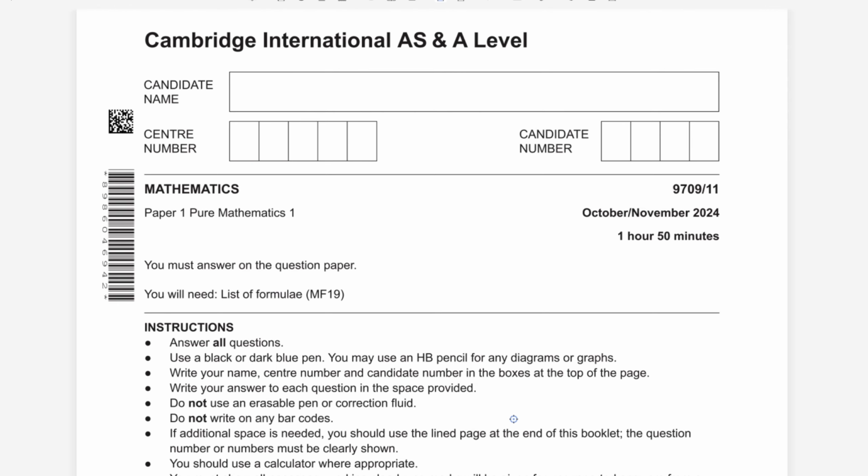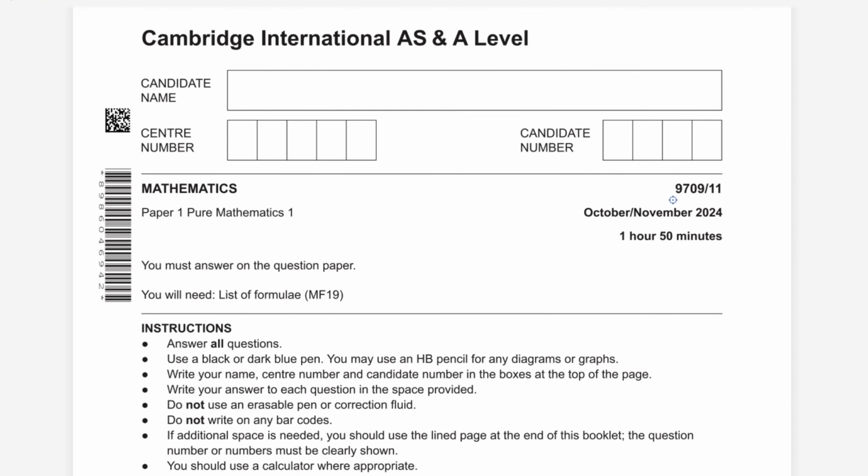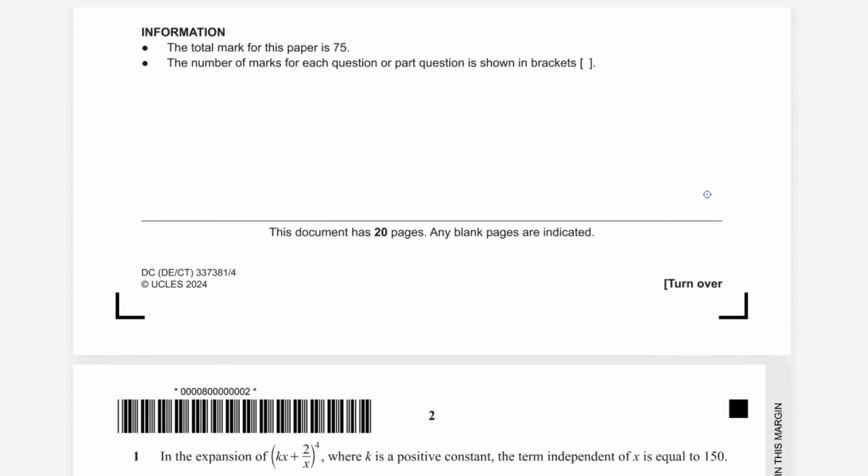Dear students, I'm going to start the Cambridge International A-Level exam for Pure Math 1. This exam was taken in the October-November session, year 2024. The paper reference code is 9709/11. Let us start question number 1.